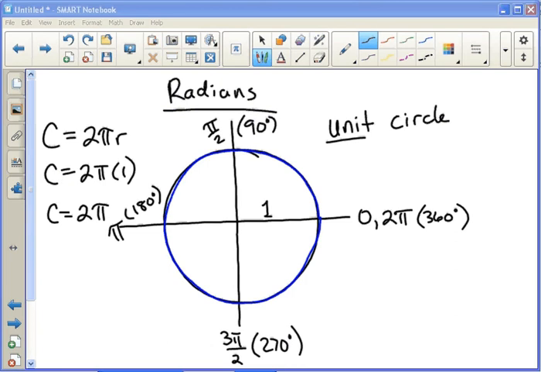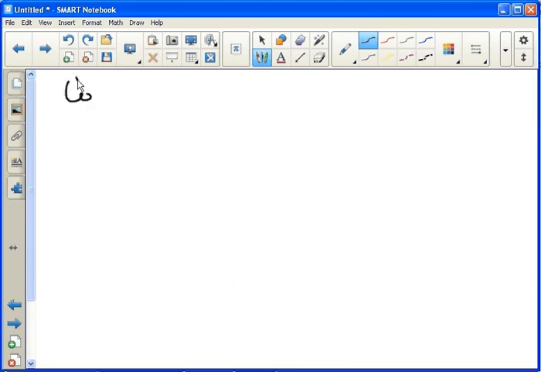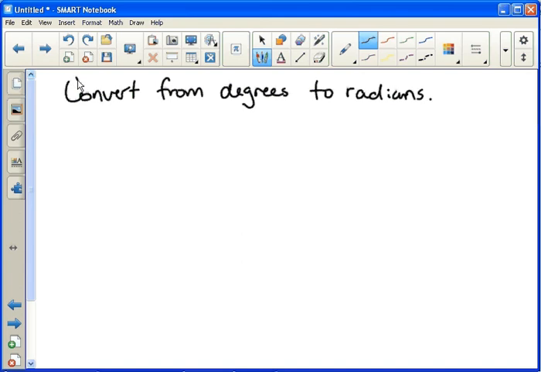So the first thing you really need to know how to do with these radians is to convert from degrees to radians and vice versa. So let's look at a problem with that. Let's convert from degrees to radians. So first, let's do that with 30 degrees.